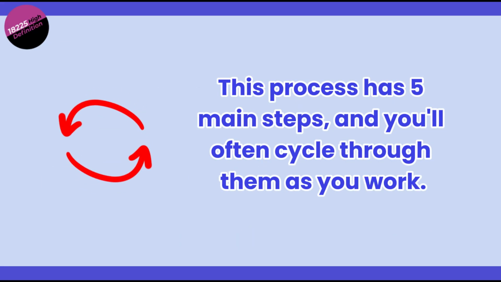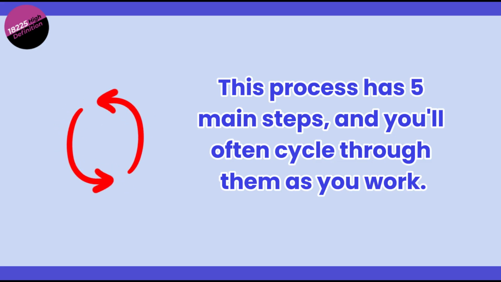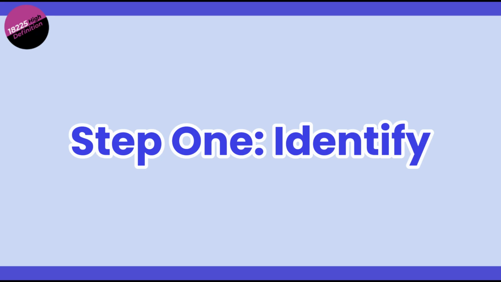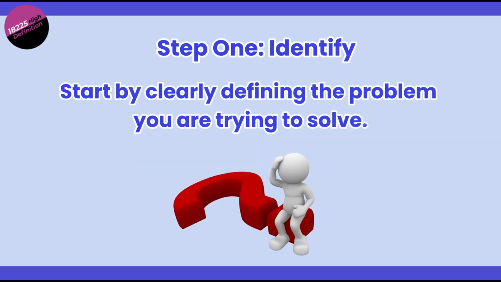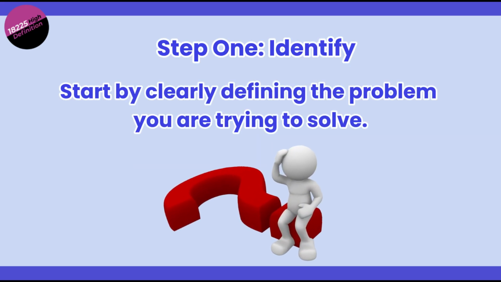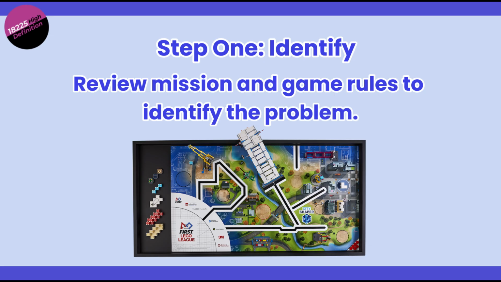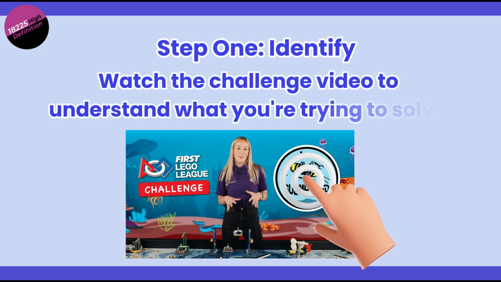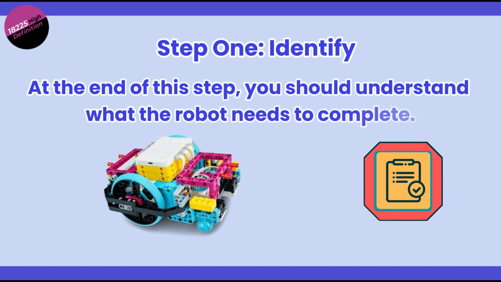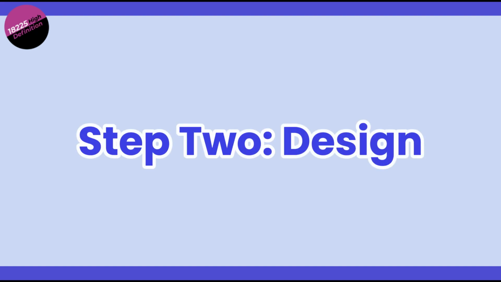This process has 5 main steps, and you'll often cycle through them more than once as you work. The first step is identify, so you can begin by clearly defining the challenge you're solving. For FLL, this could mean reviewing the mission/task rules, watching the challenge video, and understanding what the robot needs to complete. The next step is to design a solution.